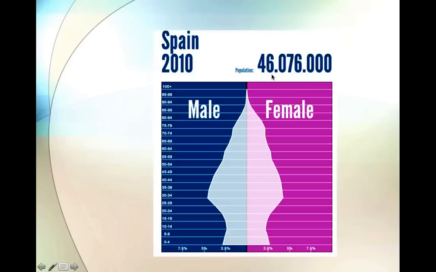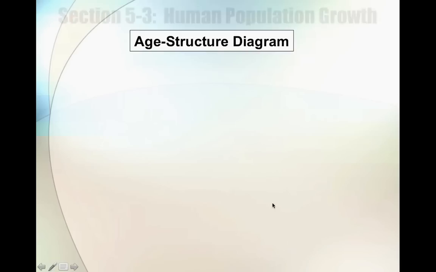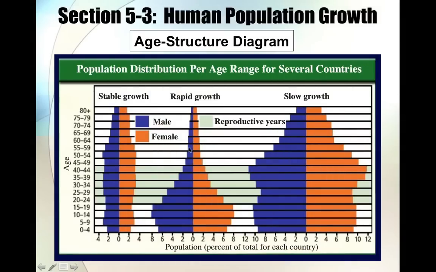Right now, Spain's population is 46 million people. In roughly 30 years, it could be a little bit less than that, 40 million, maybe 39 million. There are a lot of other factors that have to do with that, such as migration and other things. However, this is a population that is declining. So we have stable growth, rapid growth, and I would change the slow growth to a declining population. And that is it for Chapter 5, Section 3.